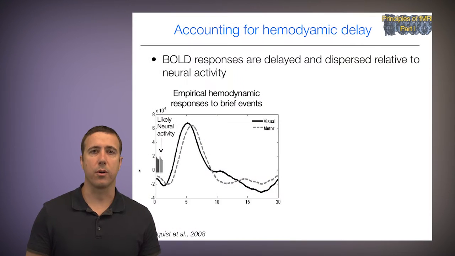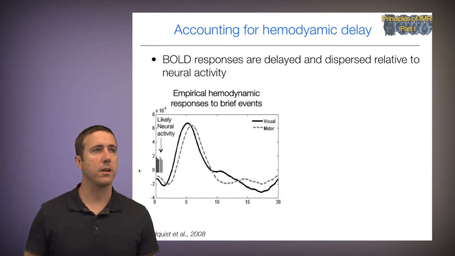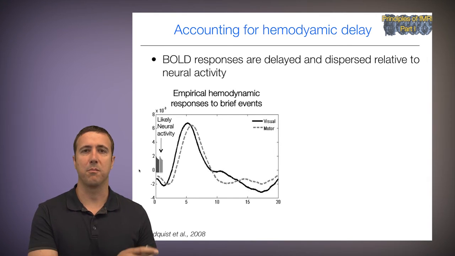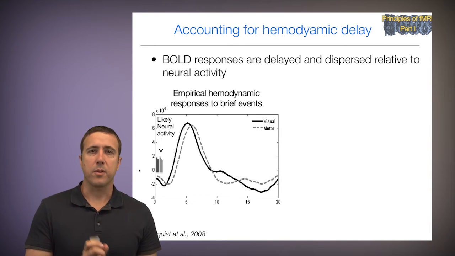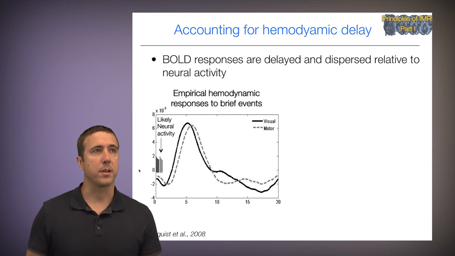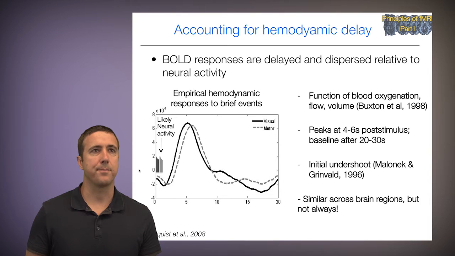One important consideration when we're fitting models to fMRI data is the hemodynamic delay. As we learned before, BOLD has a delayed and dispersed form. Here you see a slide from Martin's earlier paper where there's likely neural activity that's very brief, and the BOLD response is prolonged and protracted. It peaks at about 6 seconds post-stimulus and goes slowly back to baseline.